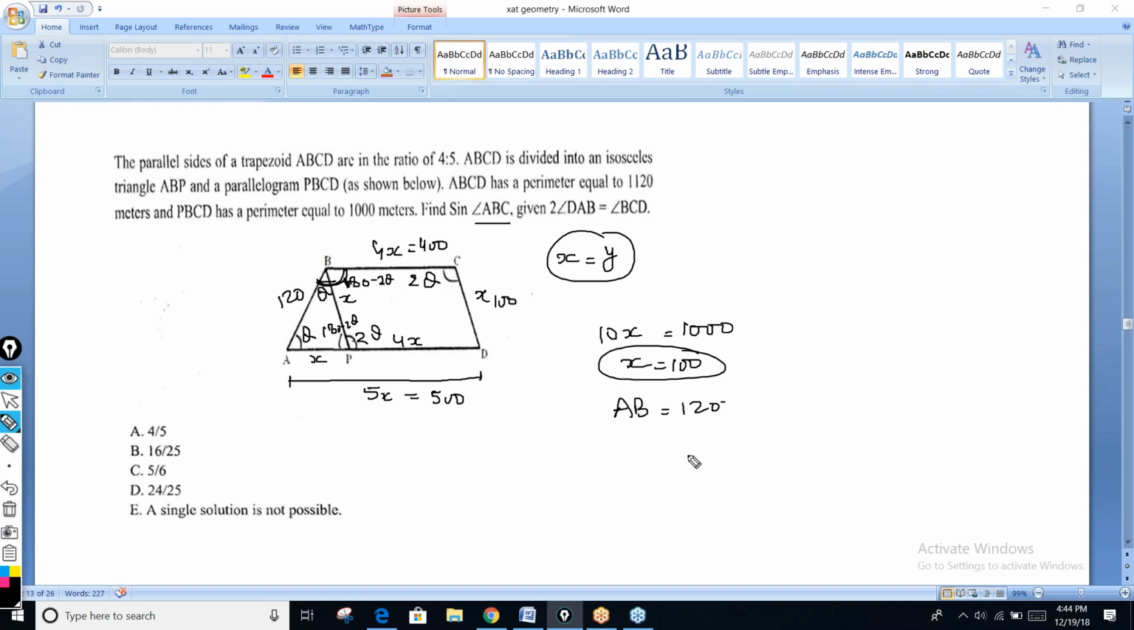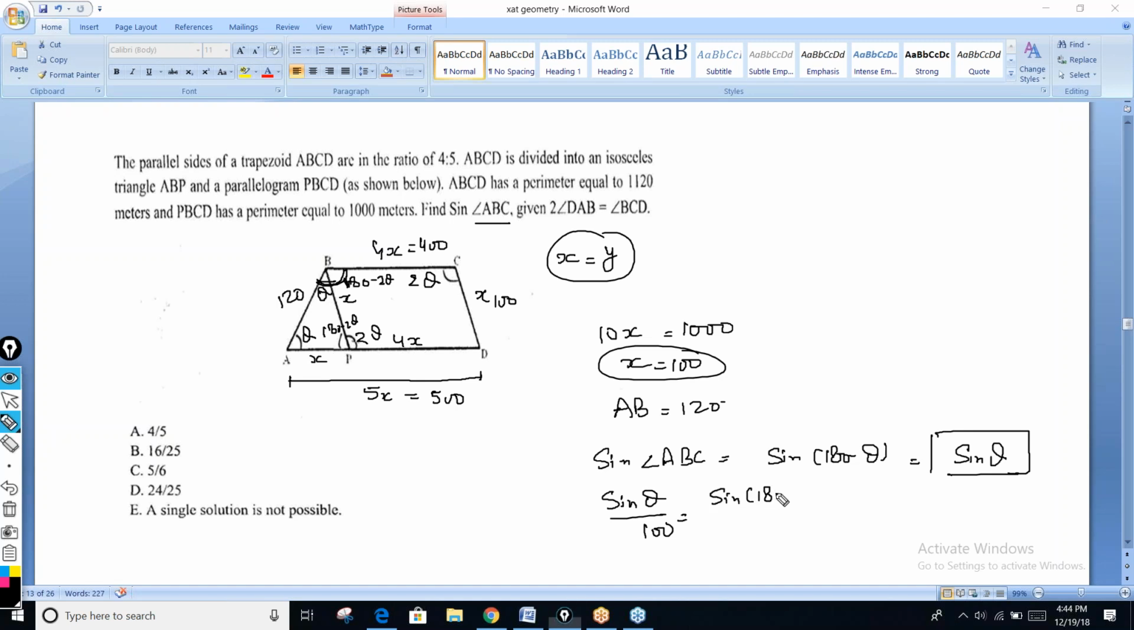We need to find out angle ABC. That is nothing, it is sine of 180 minus 2 theta plus theta, that is sine of 180 minus theta. Sine of 180 minus theta is nothing, it is sine theta. So basically we need to find the value of sine theta. And I'm sure you are aware of the sine rule: sine theta upon x, which is 100, is equivalent to sine of 180 minus 2 theta upon 120. Sine rule.